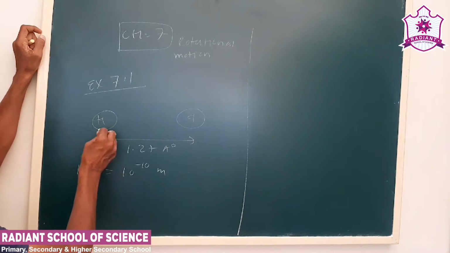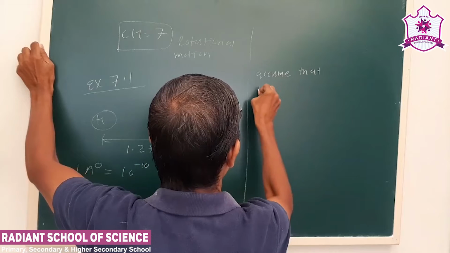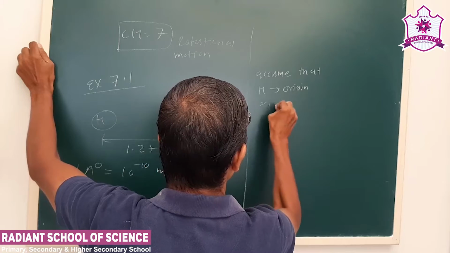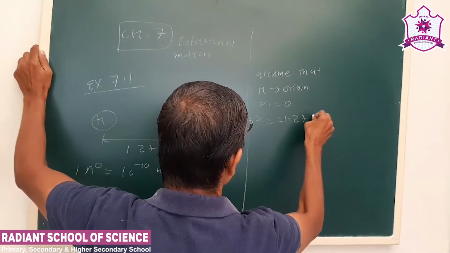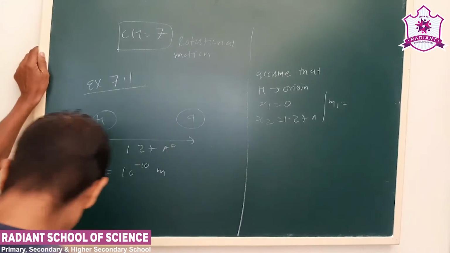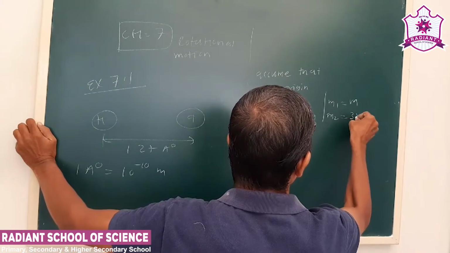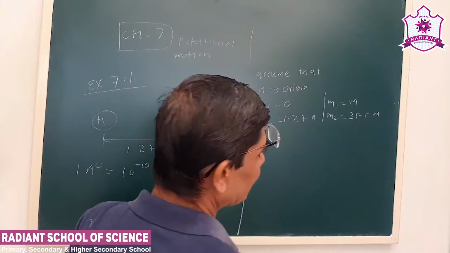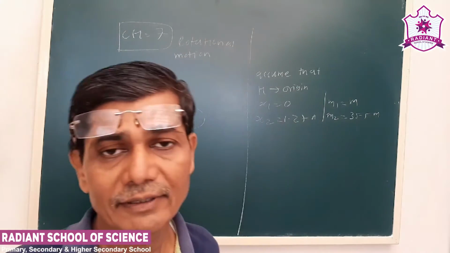So let us assume that hydrogen is at the origin. So x1 is 0, and x2 is 1.27 angstrom. Now the mass of the first particle, hydrogen, is m. The chlorine mass is 35.5 times m, whatever is given to us. For a two particle system, you can write in terms of r or x, no problem, but generally when we have a one dimensional system we call it x.